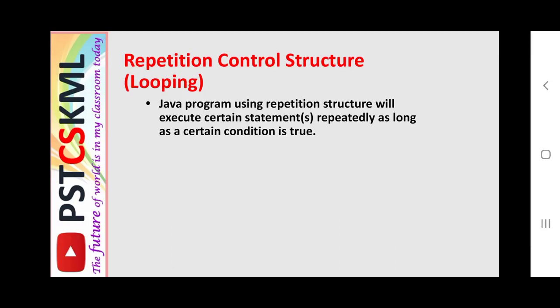Good day everyone. Today we will discuss further the repetition control structure, looping. So what is looping? Looping is when a Java program executes certain statements repeatedly as long as a certain condition is true. We continue looping until the condition is false, and only then do we terminate the loop.